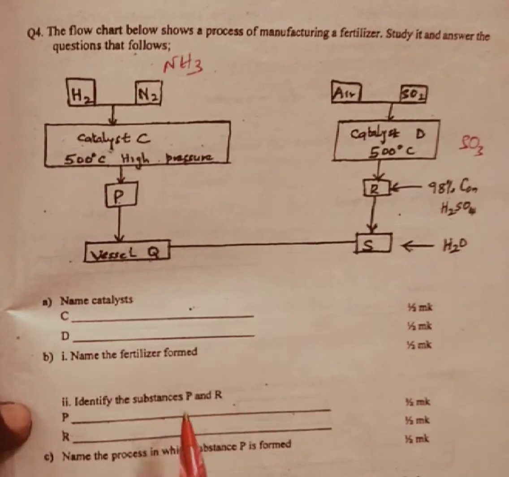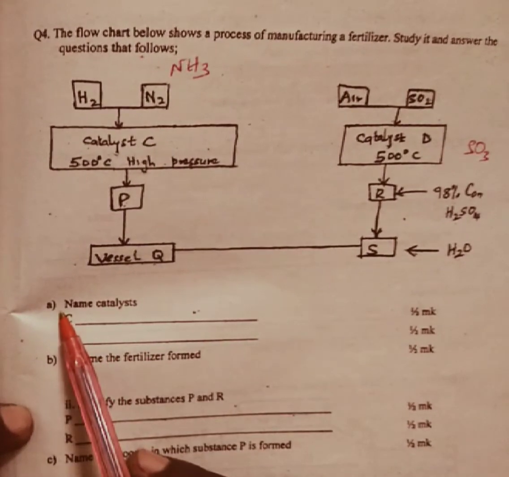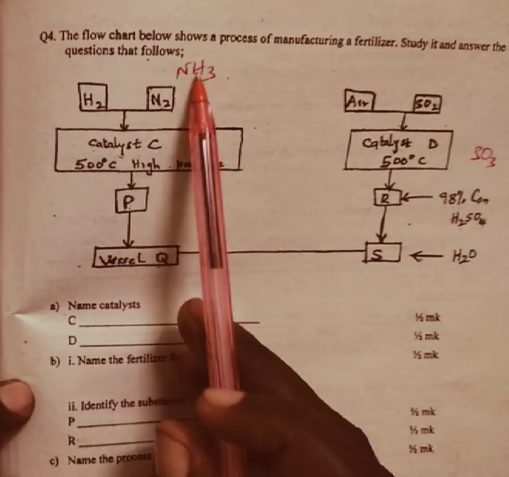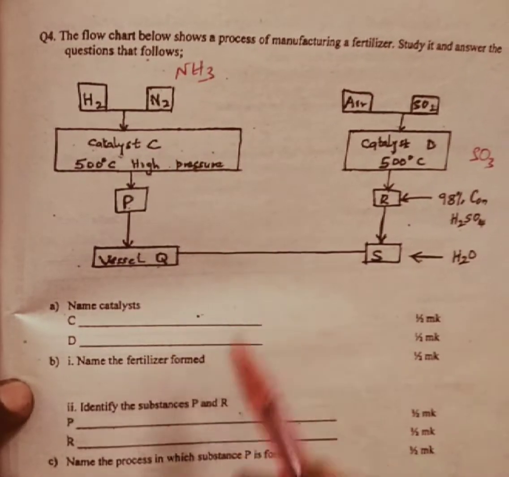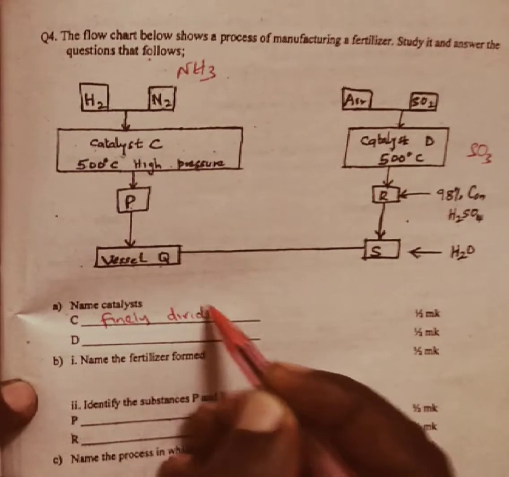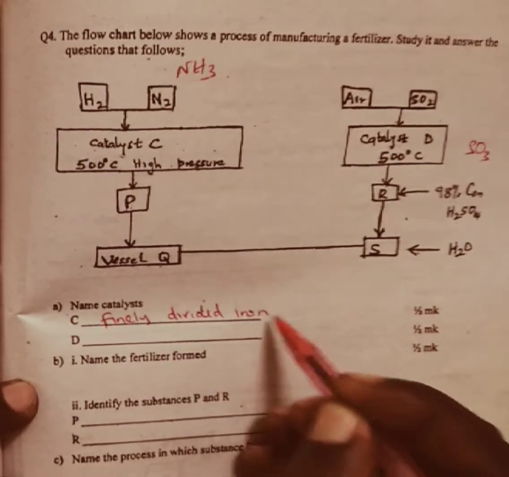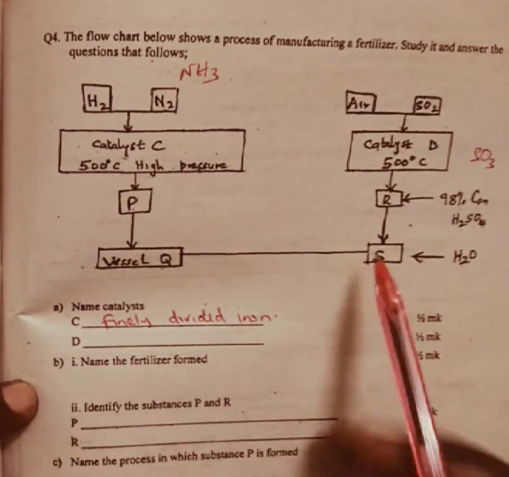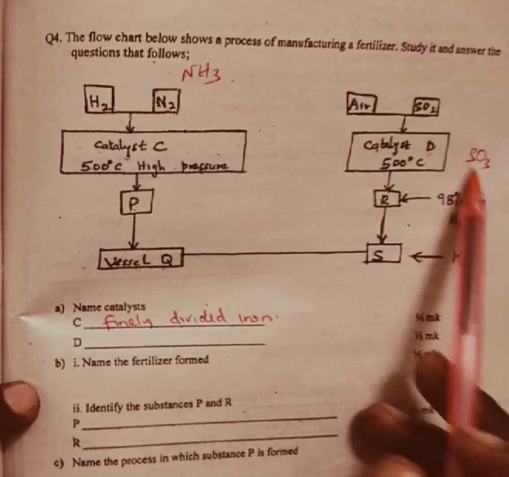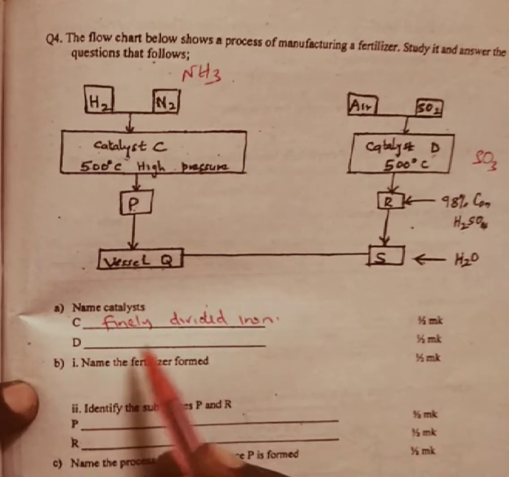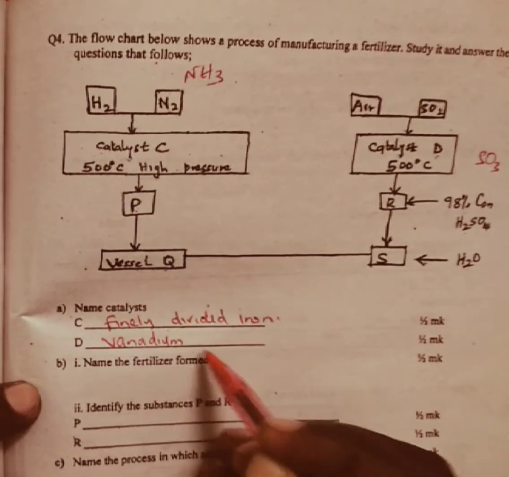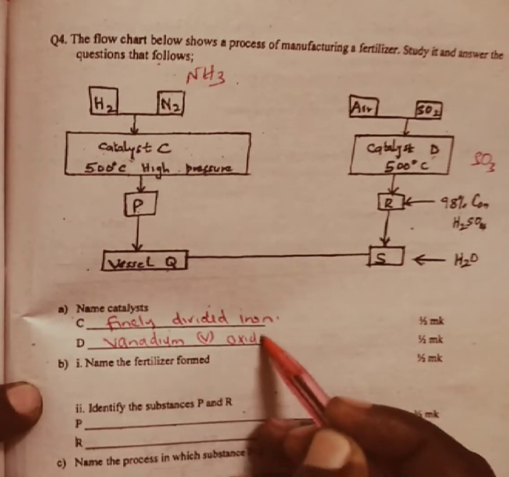So let us try to answer this question. Part A, name the catalyst. C, the catalyst that we use when preparing ammonia is finely divided iron. Then D, it is the catalyst used to manufacture sulfuric acid in contact process, and this catalyst we use is vanadium 5 oxide. Vanadium 5 oxide catalyst.